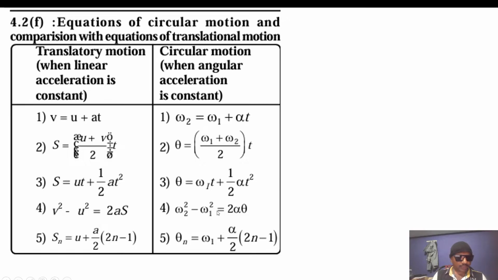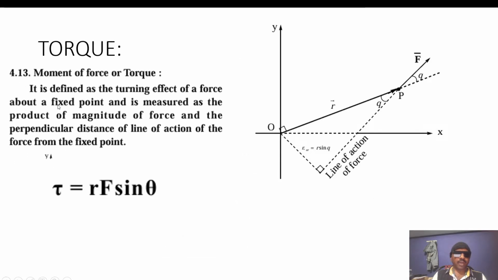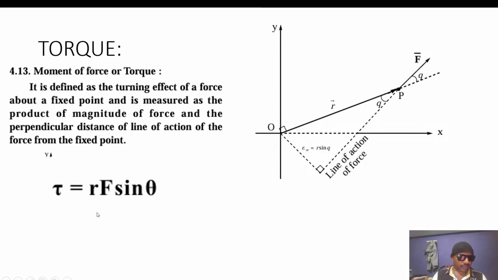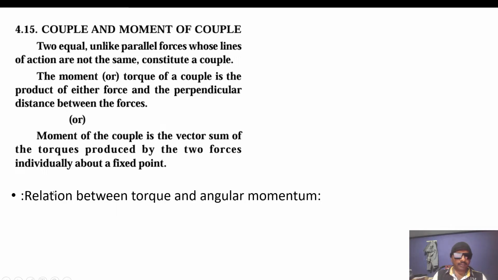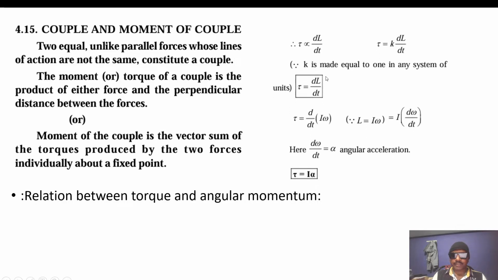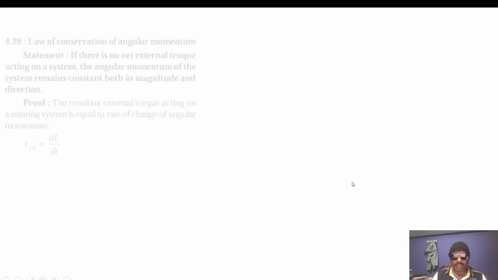Omega 2 square minus omega 1 square equals 2 alpha theta. These are the usual equations. Next, torque: torque tau equals r into F sin theta. Next, couple and moment of couple: two equal, unlike, parallel forces whose lines of action are not the same constitute a couple. That is the relation between the torque and angular momentum. Torque tau equals I alpha.